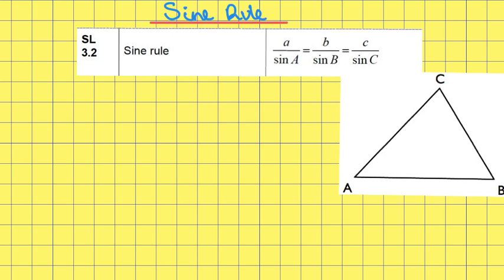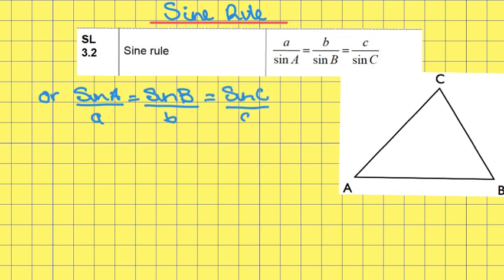In this video, we're going to take a look at the sine rule. You are actually given the sine rule under section 3.2 in your formula booklet. You are given that the sine rule is little a over sine capital A equals little b over sine capital B, which equals little c over sine capital C. Or it can be written as sine A over a is equal to sine B over b, which is equal to sine C over c.